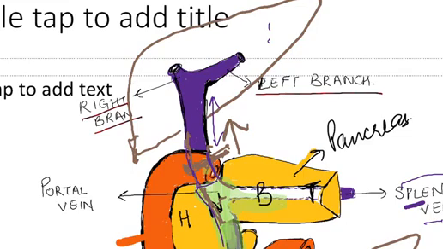This is entering into the porta hepatis. Another structure that is entering into the porta hepatis is the right and left hepatic arteries, and the structure that is exiting through the porta hepatis is the hepatic duct, the bile duct. So these three structures form the portal triad. Okay, and we will discuss it in detail when we discuss the liver.